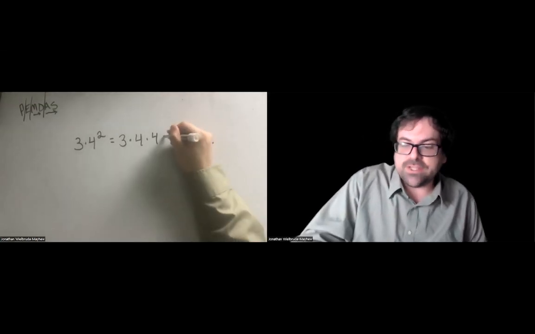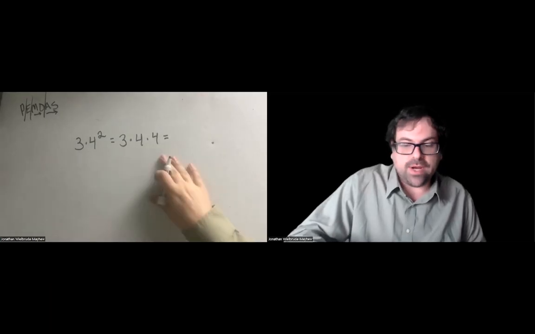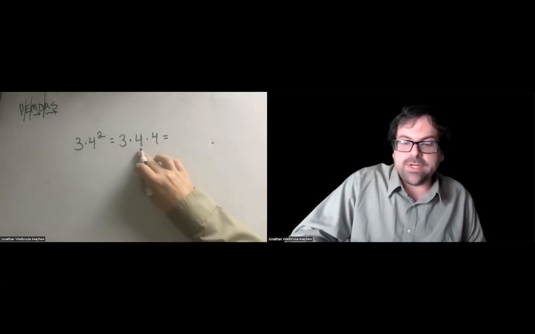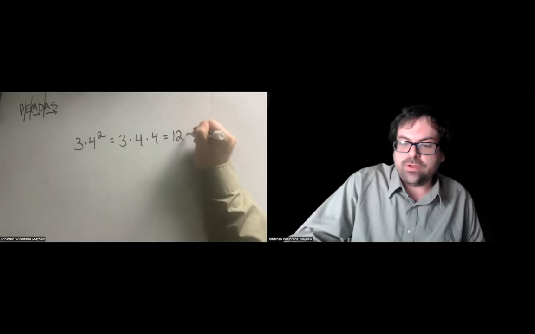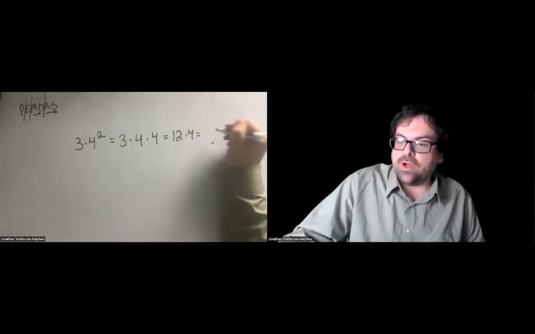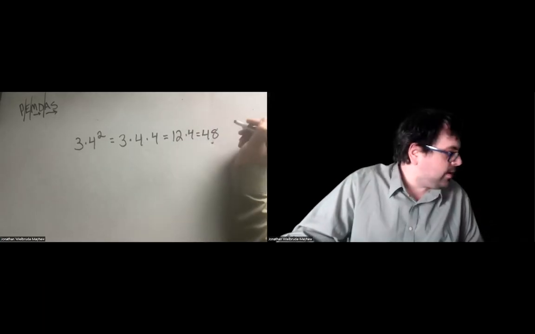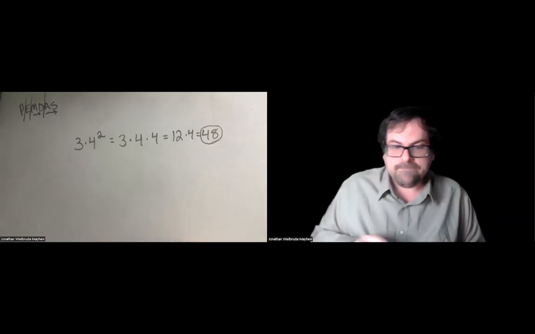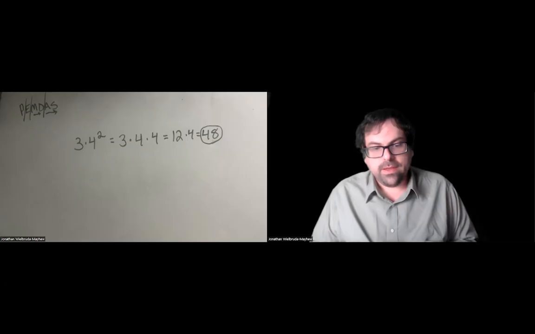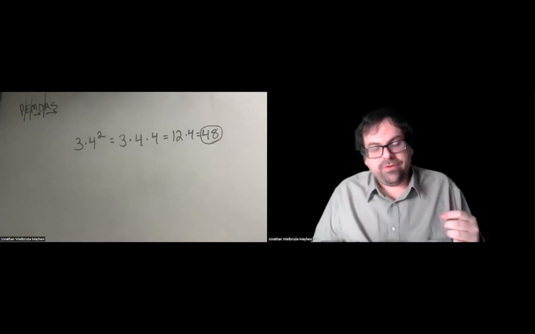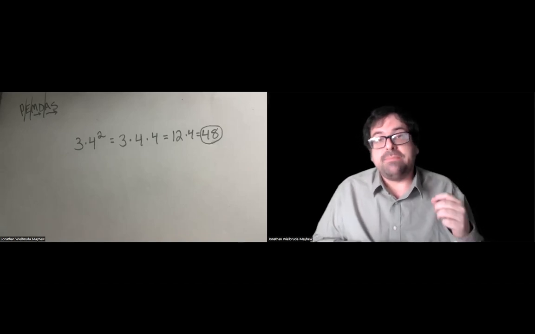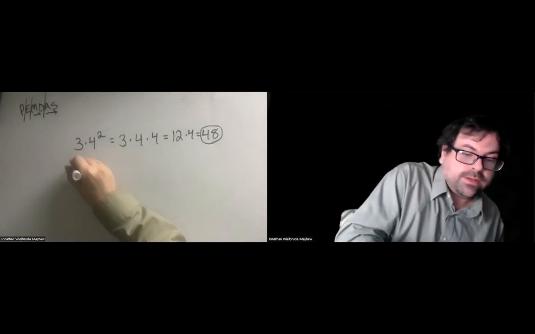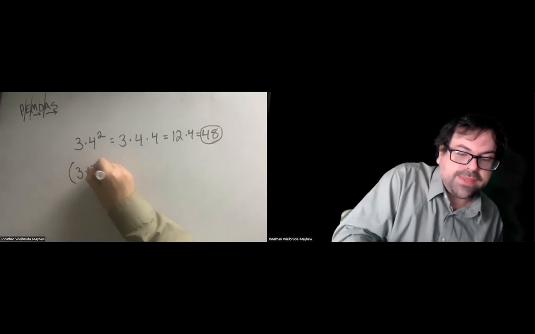Let's finish this off. It's all multiplication, so left to right as we come to it. 3 times 4 is 12. 12 times 4 is 48. If the problem intends us to do the 3 times 4 first, it would be in parentheses.